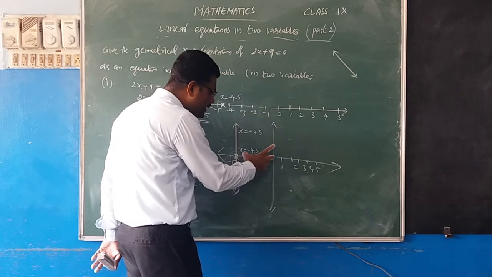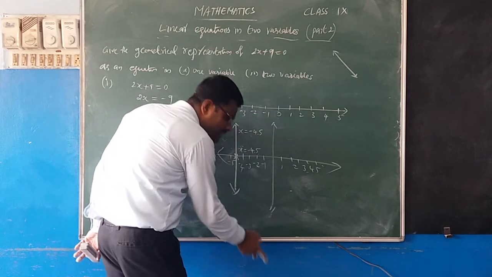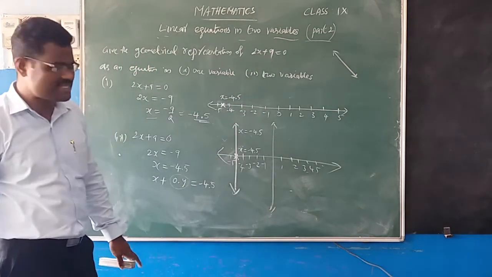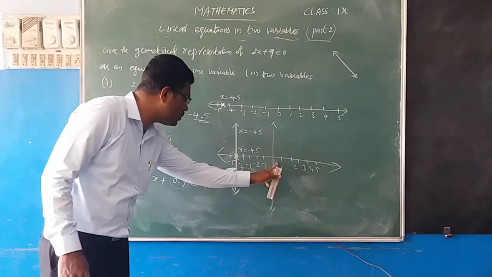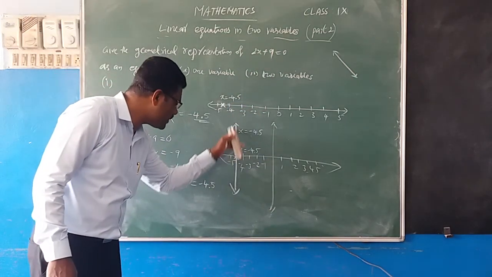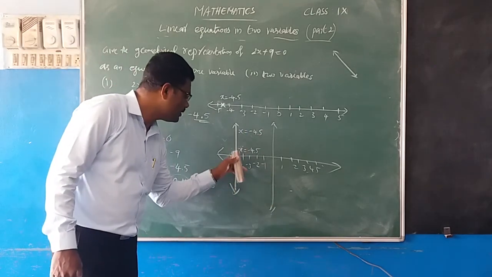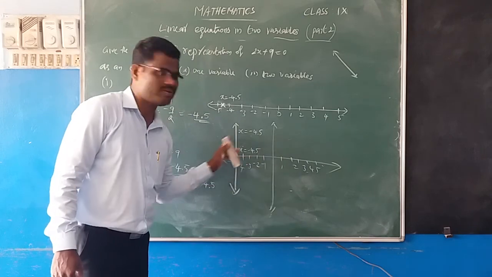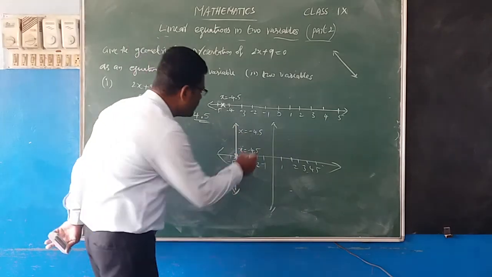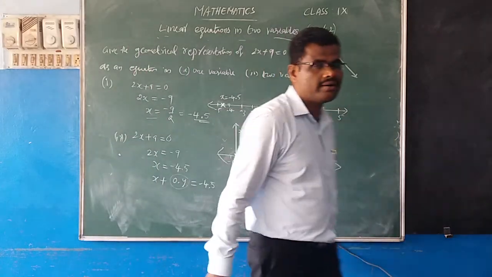If you draw it parallel to y-axis, then it is called, as I said, x is equal to 0. The equation is parallel to y-axis. Y is equal to 0 or x is equal to 0. It's vice versa. So this is called x is equal to minus 4.5.